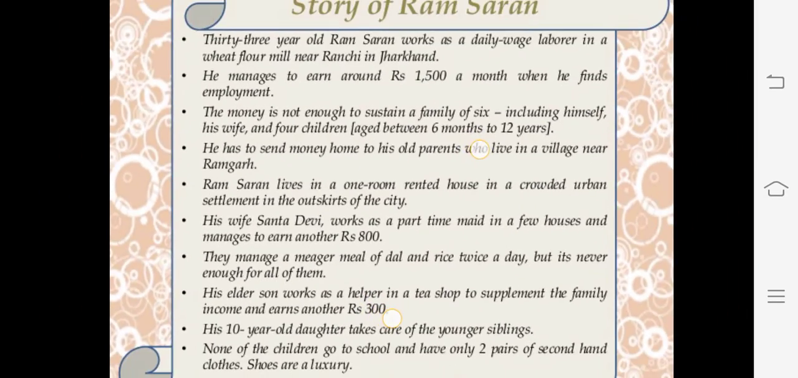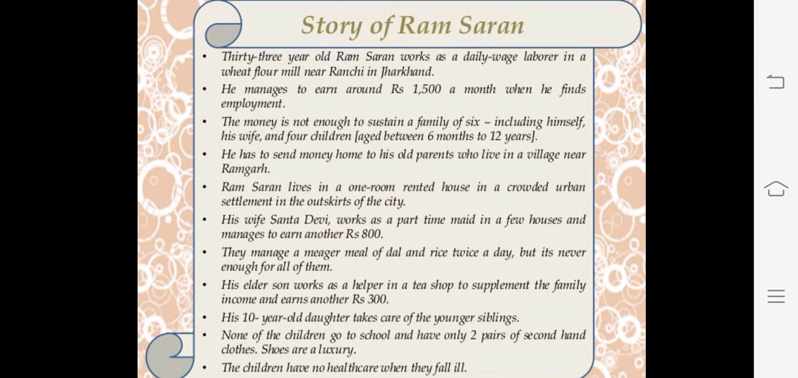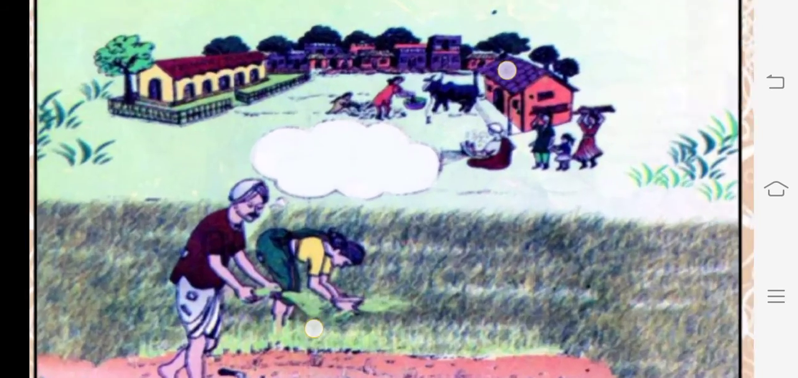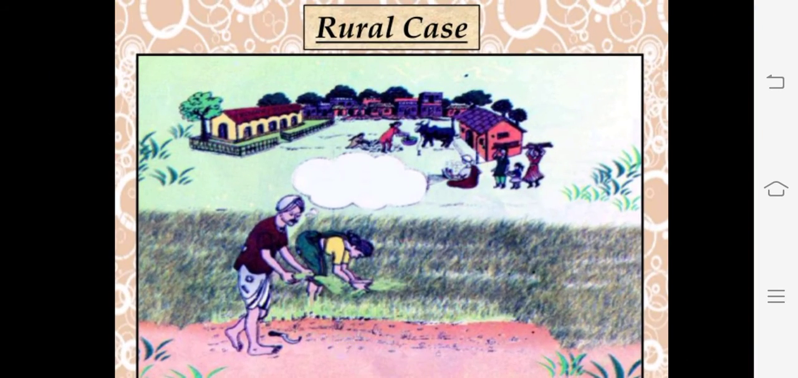Okay, so this is the situation of Ram Saran. What is the situation? He's a daily wage laborer and his wife Santa Devi works as a maid, and they just get a meager meal of dal and rice which is not enough for him, his wife and his children. Then we come to a rural case, what the situation is in rural areas.